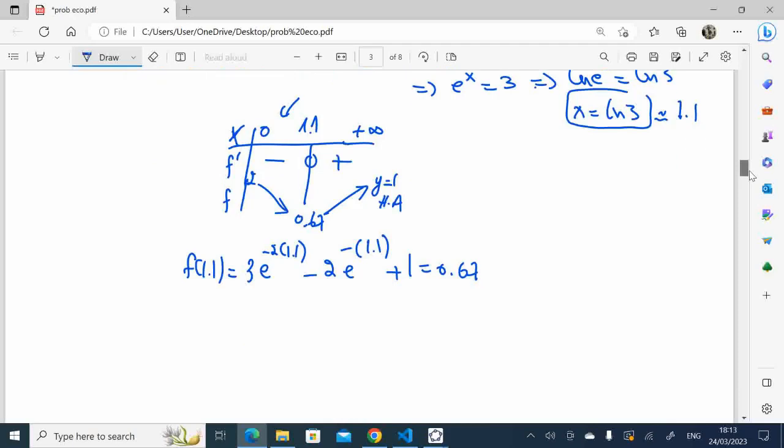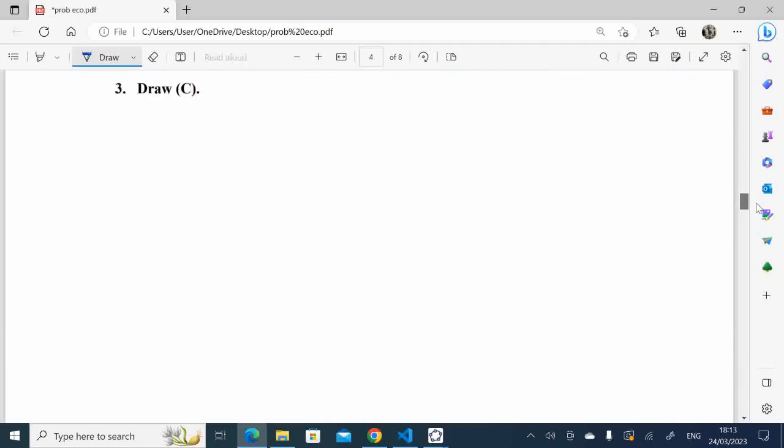In the next part, obviously we have to draw the graph. So for the graph, this is the y-axis, this is the x-axis. We have a horizontal asymptote at 1. So this is the horizontal asymptote at 1. The graph will start at (0, 2) from here. This is 2.